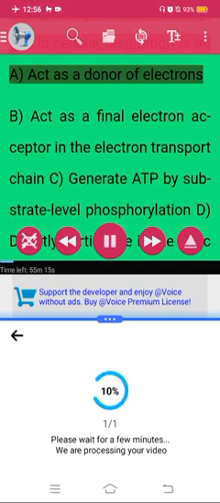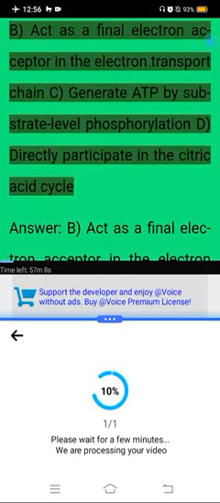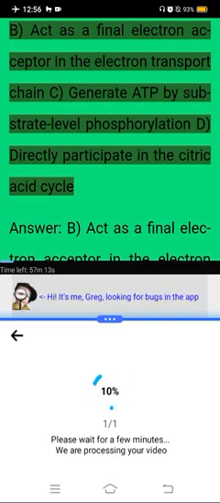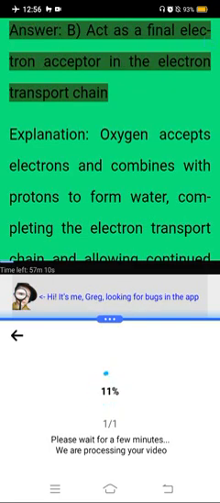The primary function of oxygen in cellular respiration is to: A. Act as a donor of electrons. B. Act as a final electron acceptor in the electron transport chain. C. Generate ATP by substrate level phosphorylation. D. Directly participate in the citric acid cycle. Answer: B. Act as a final electron acceptor in the electron transport chain.